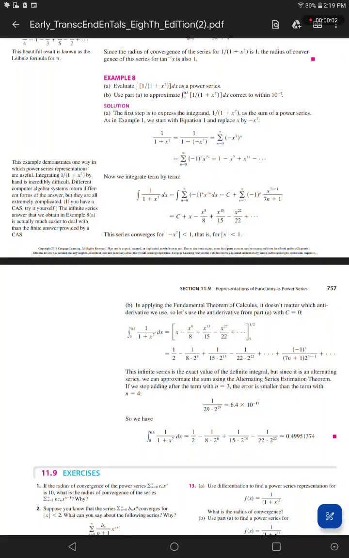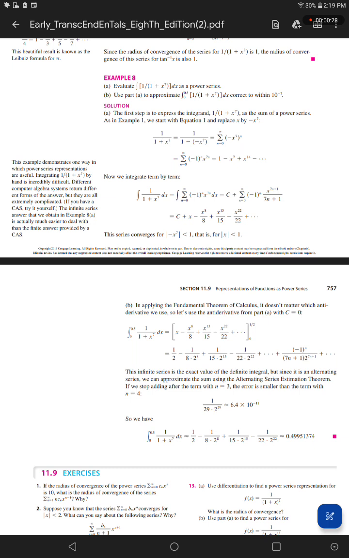Example 8. Evaluate the integral of 1 over (1 plus x to the 7th power) dx as a power series.